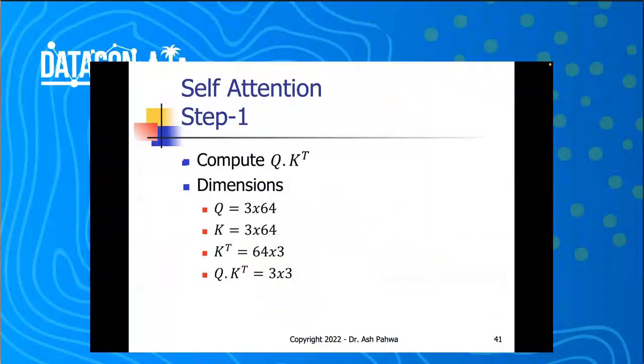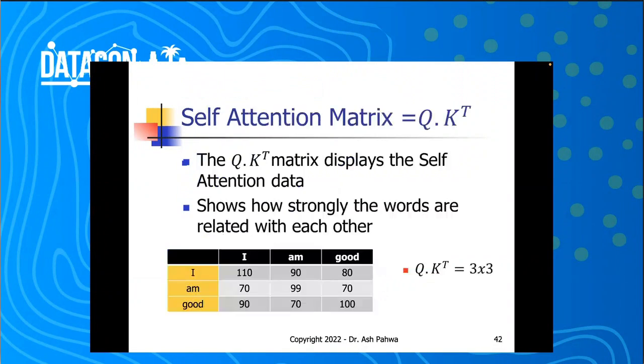After that, we apply the self-attention. Now we are coming to the root of the problem. What we are going to do is compute Q K transpose. My Q is 3 by 64, K is 3 by 64, and the transpose of K would be 64 by 3. Now if I multiply Q by K transpose, what I will get is a 3 by 3 matrix. This is my self-attention.